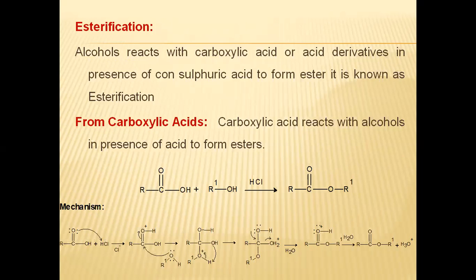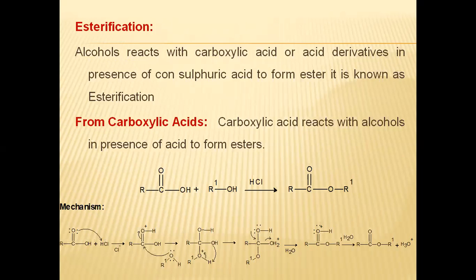And that means carboxylic acid derivatives are nothing but esters, acid chlorides, acetic anhydride. Like this, we have all of these examples of acid derivatives. So first of all, we see the carboxylic acid.